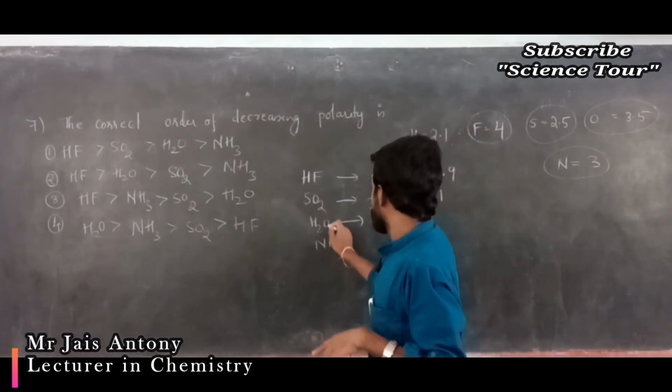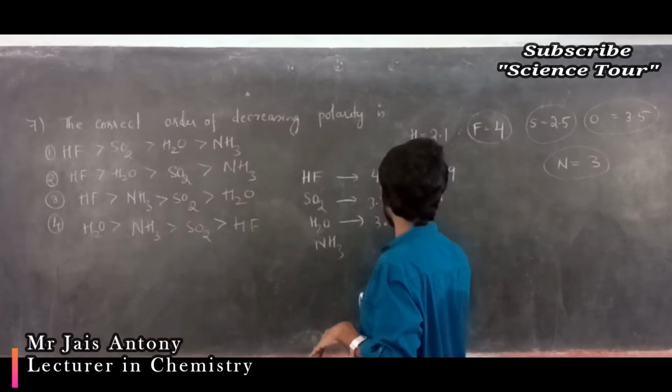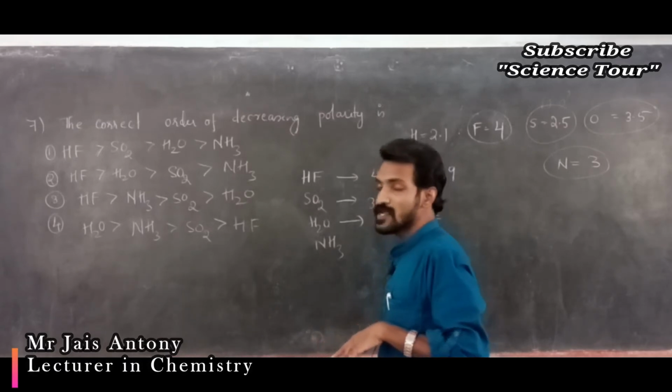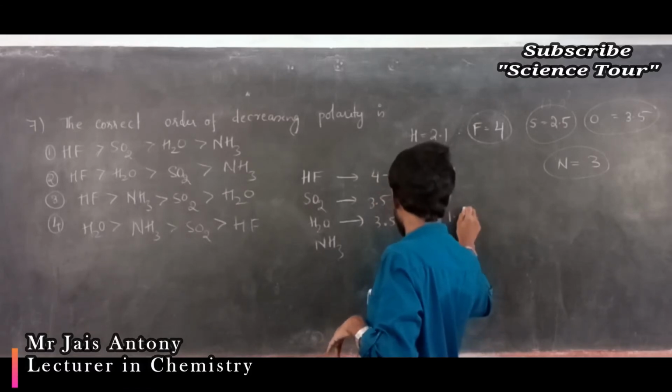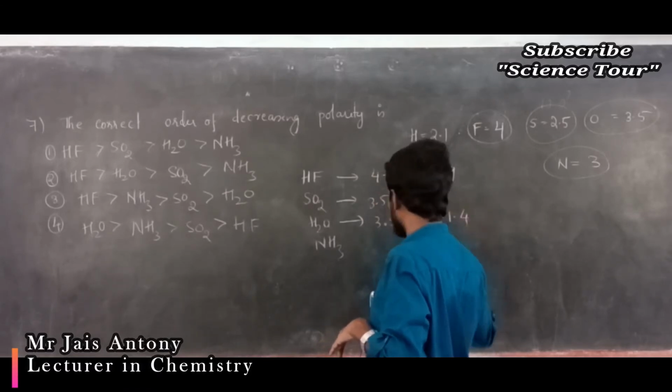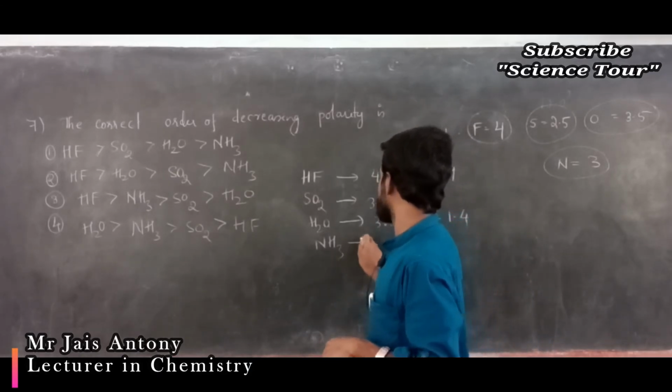Oxygen here is 3.5, hydrogen here is 2.1. My dear students, how much is the difference? It is actually 1.4. See, my dear students, next is ammonia.